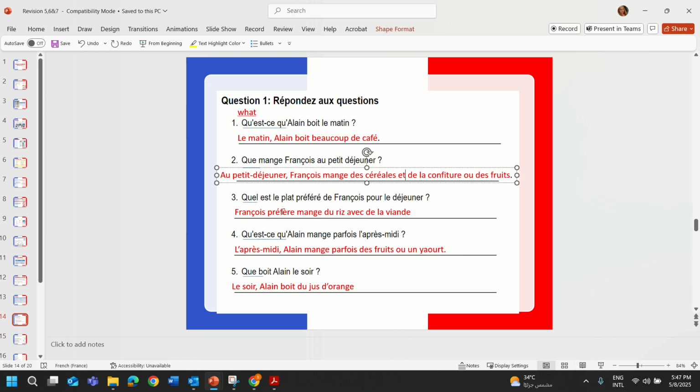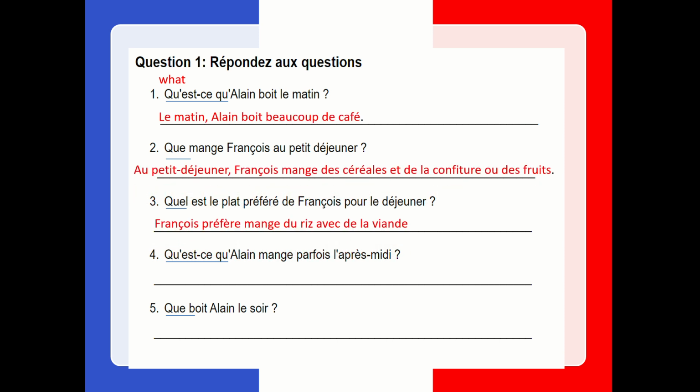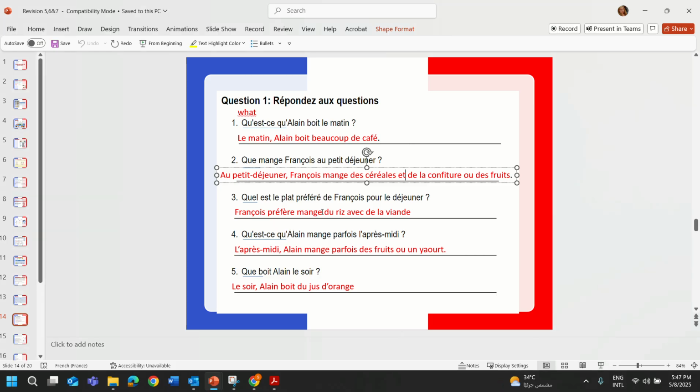Très bien. Okay. Quel est, the next one, the next question, quel est le plat préféré de François pour le déjeuner? Again, from the text. Okay? When I looked at the text, I found the answer. François préfère manger du riz avec de la viande.